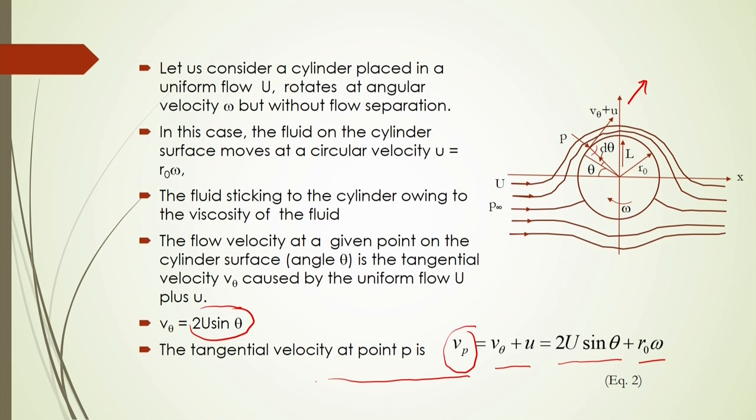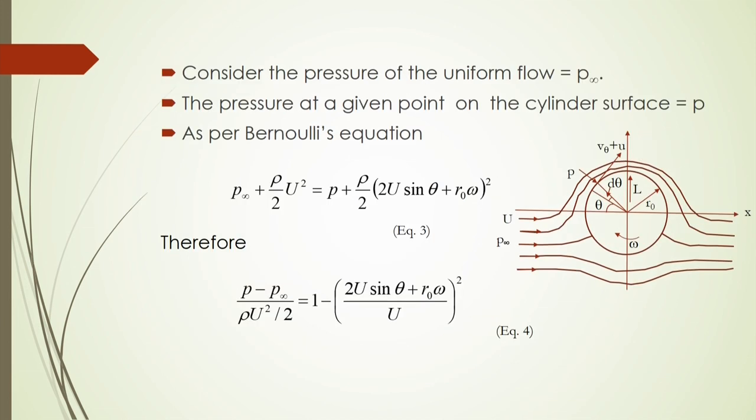So, it will be V theta, and what is that U? By equation 2, you can get this tangential velocity here. Now, if we consider the pressure of the uniform flow as P infinity, then the pressure at a given point on the cylinder surface will be P.